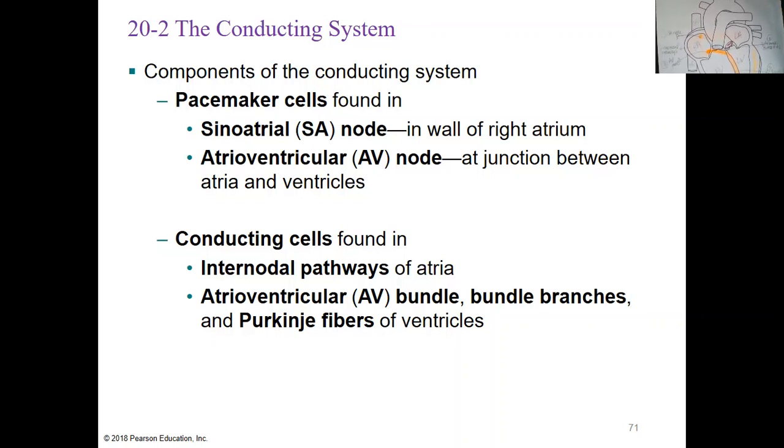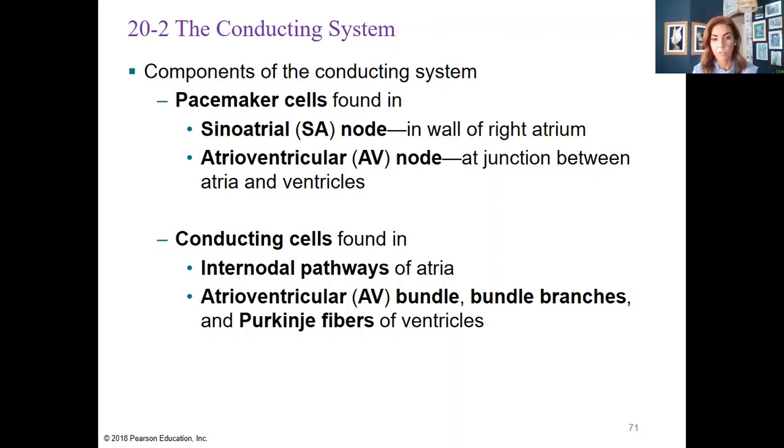So you want to make sure that you know your internodal pathways are not just going to be specifically for the right atrium, it's going to be for both right and left. That is going to be in between SA and AV, so therefore that will make it the second portion, and that's why it has a number 2 next to it on my picture.